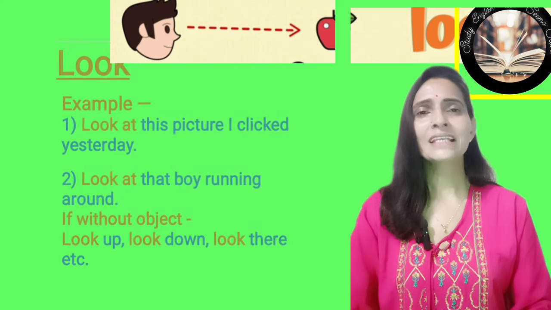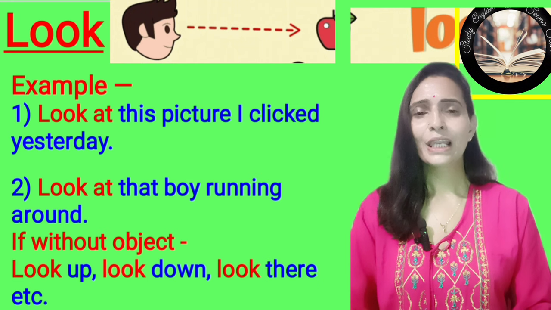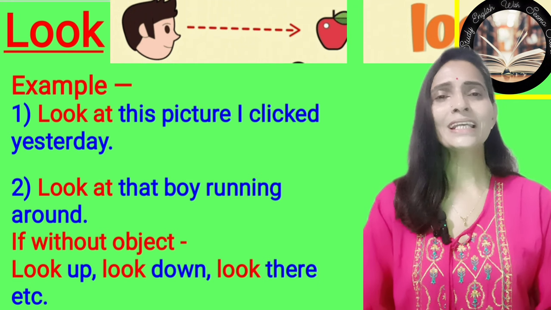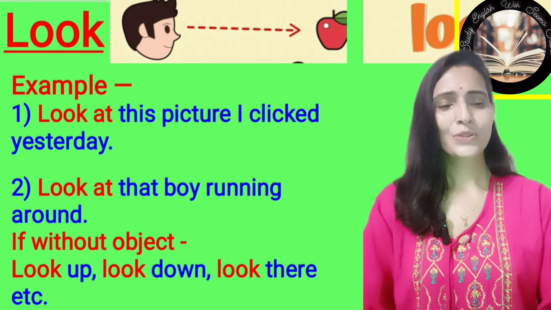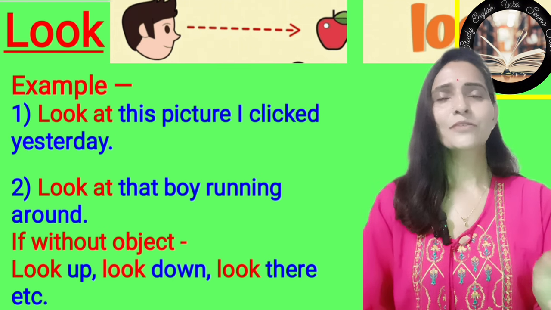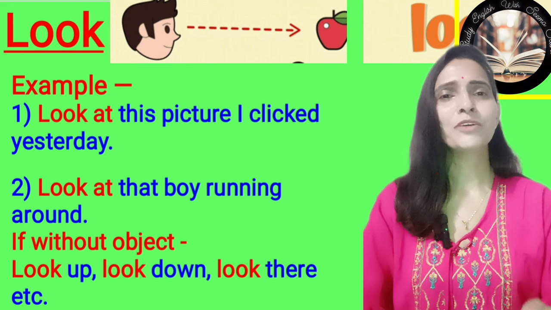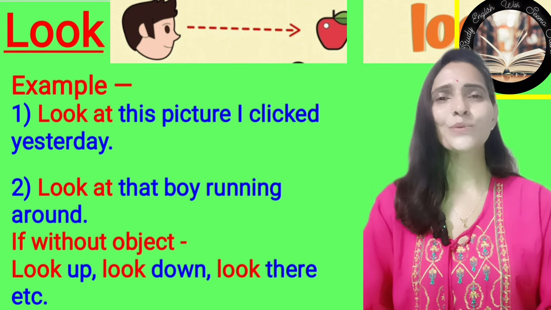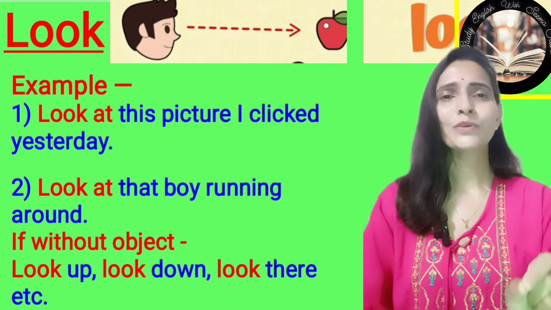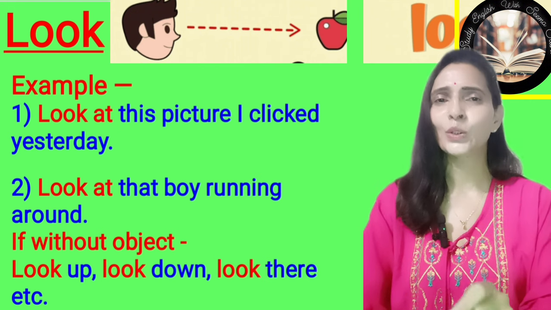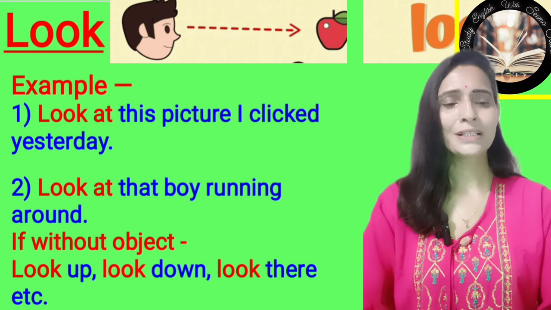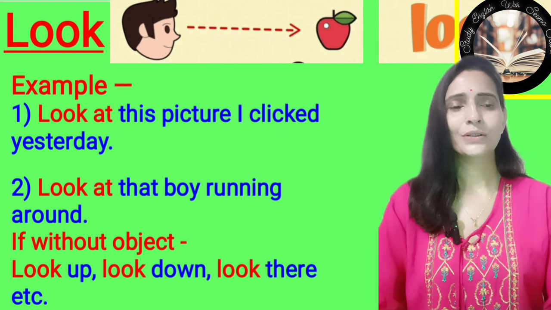Let's take some examples of look. Look at this picture I clicked yesterday. Here the subject is picture, so humne apne eyes picture ke upar direct ki, so here we will use look. Look at that boy running around. The boy is the object here, so we will use the preposition at with look. Humne focus kiya boy ke upar, so we will use look here.